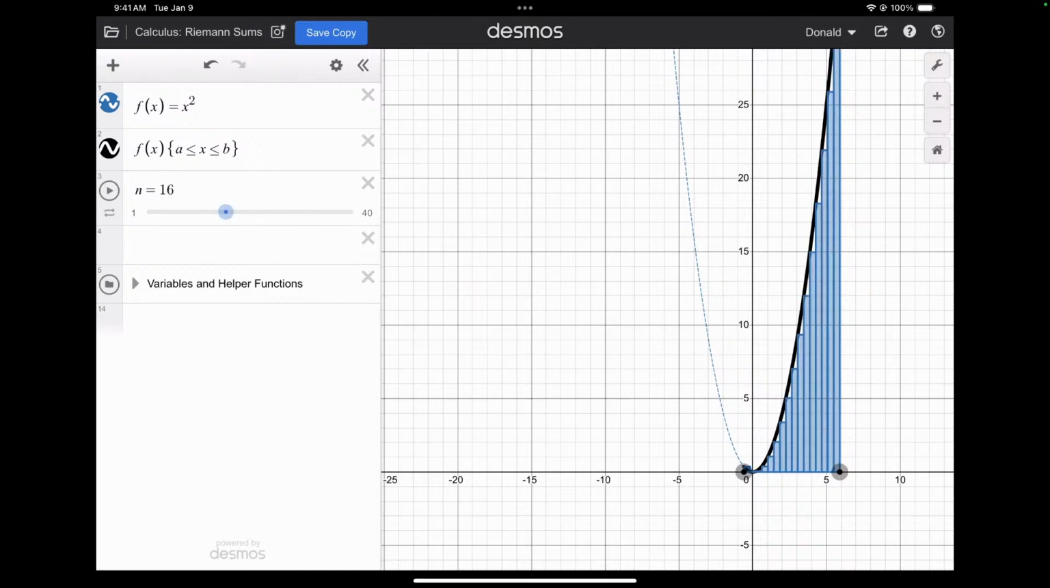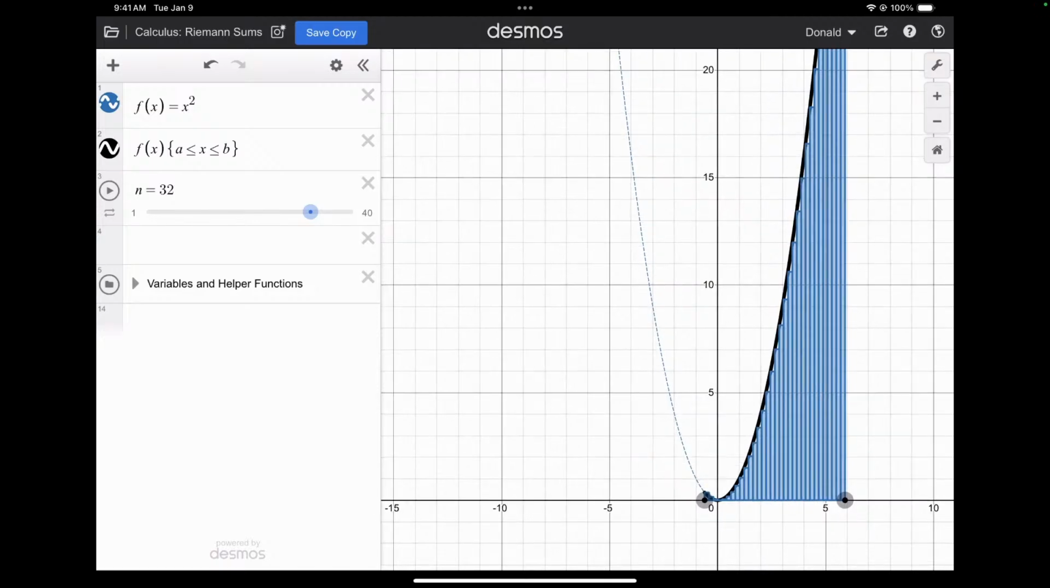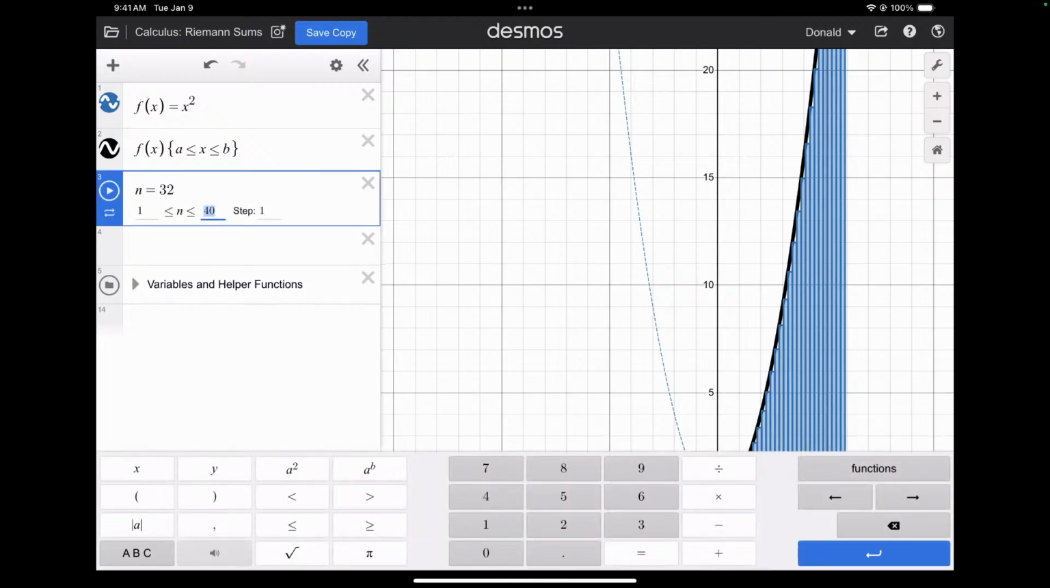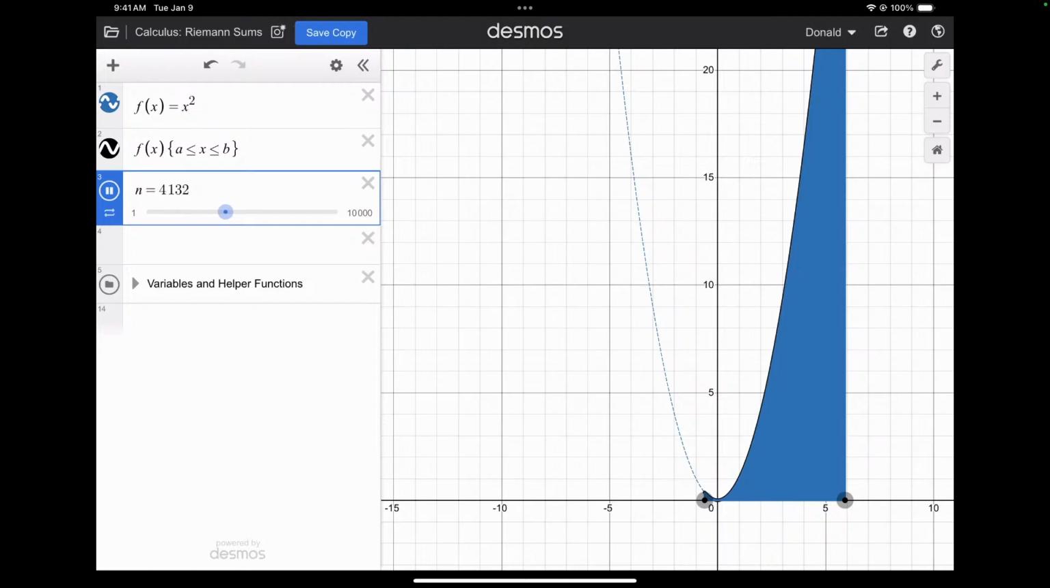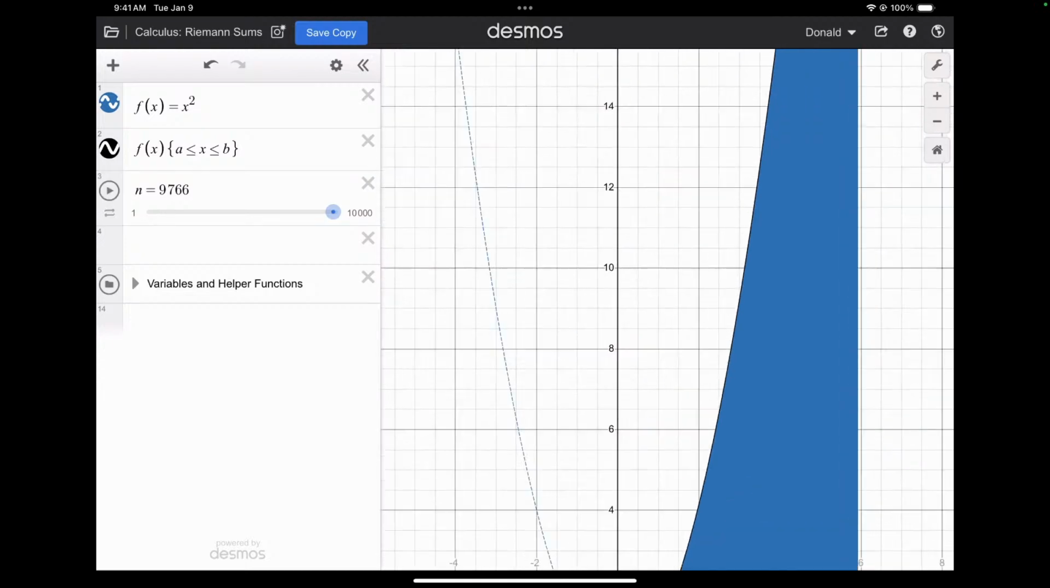16 becomes less. 32. It becomes very little. I can say, in order to find the area under the curve, I can say this goes to 1,000 or 10,000, whatever, right? So I'm just going to let it run. And we'll stop at 9,766. So what if the rectangle can break into infinite pieces?